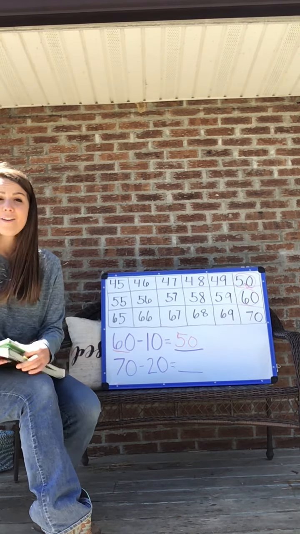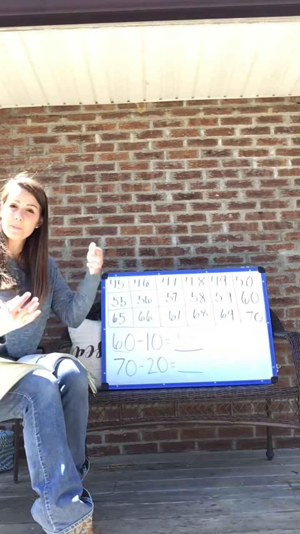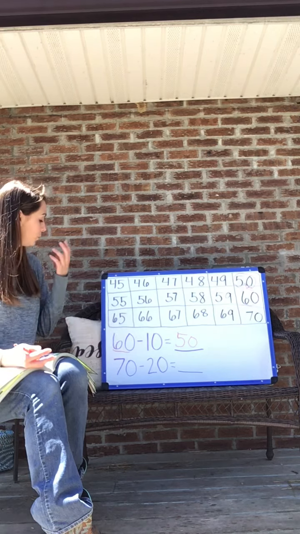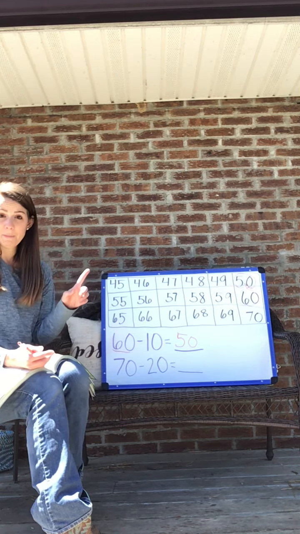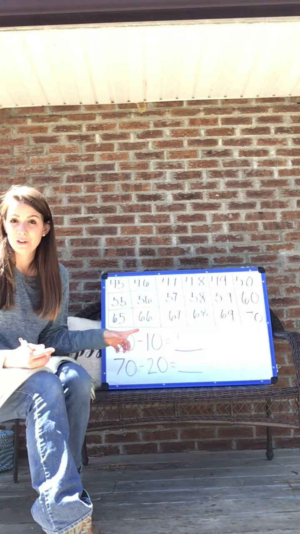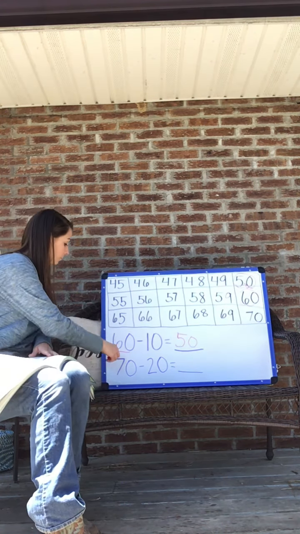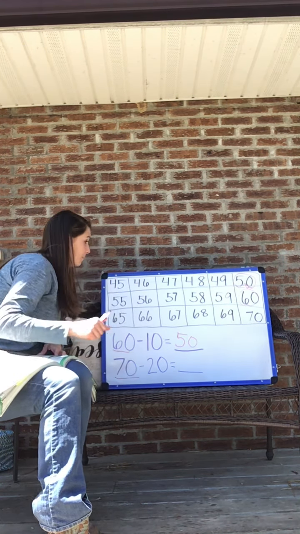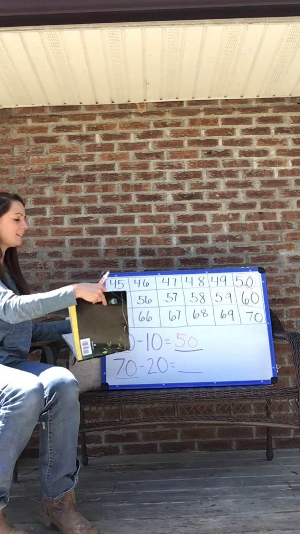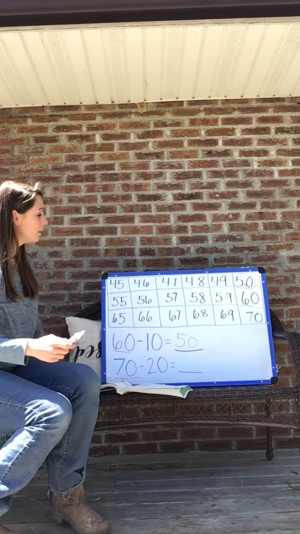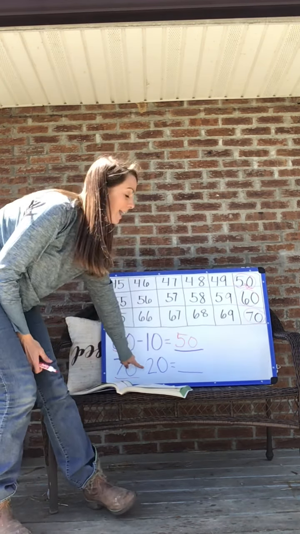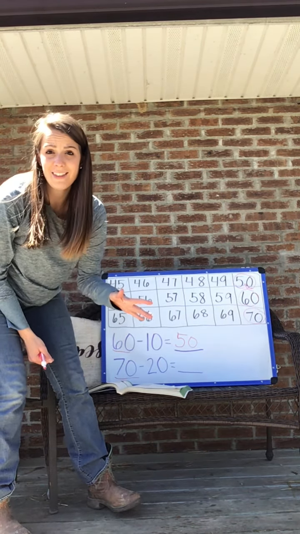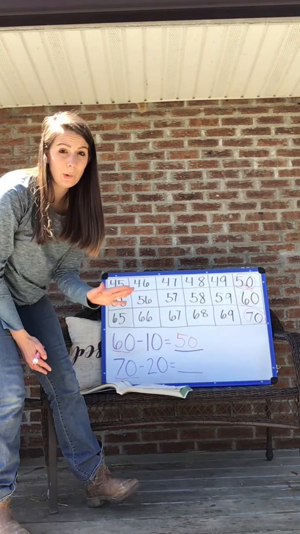Now, if I take a little bit more away, like this next one, 70 minus 20. Remember, I'm always going to start on the bigger number at the very beginning. 70 is where I'm starting, so I'm going to find 70 over here on my hundreds chart. Here it is. Now watch what I do. I have to take 20 away. It's not just 10 this time. I have to take the whole 20.